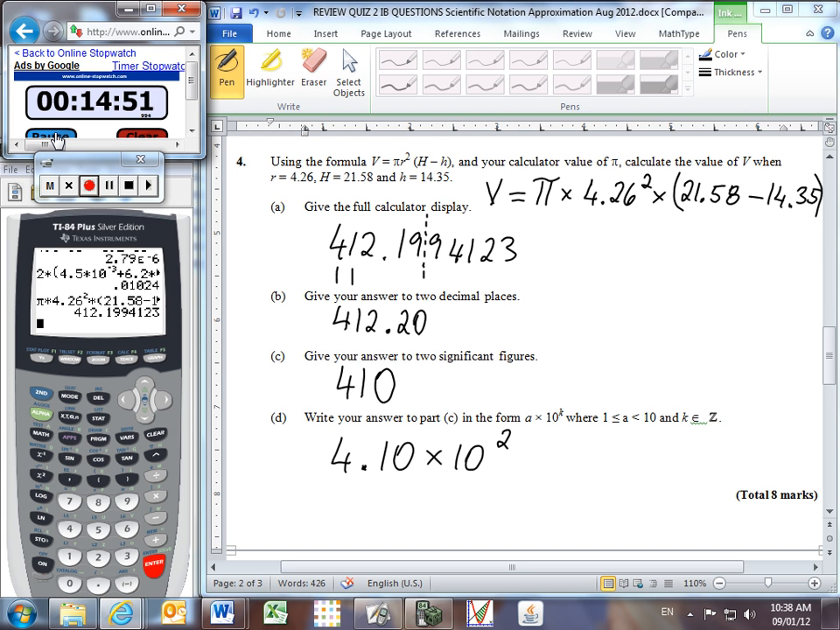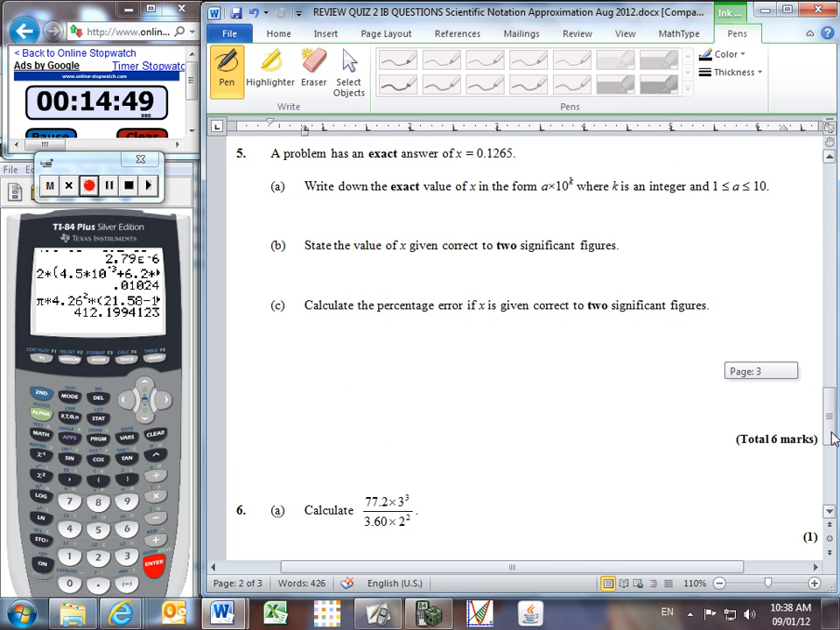Let's move on to do the final two questions on this review sheet. Suppose that you've solved a problem and it has an exact answer of x equals 0.1265. So let's write down this exact value of x in scientific notation.